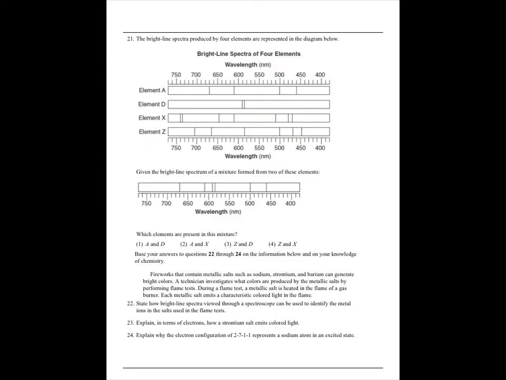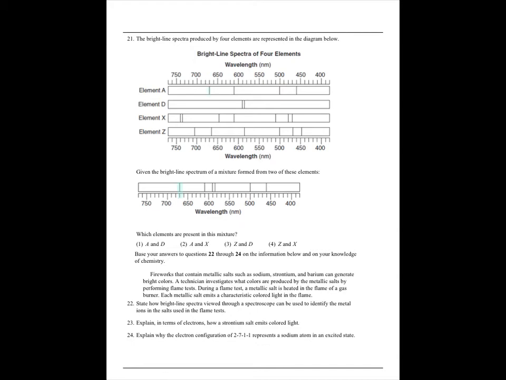Alright, number 21, we here have bright line spectrum. When you have bands of different elements and they give you a mysterious spectrum, you need to figure out which ones are in the mixture based on the matching lines. So 21 asks which elements are present in the mixture. If this one right here is our mixture, we need to see which of these 4 match up. If we look at these, we have a line here in between 700 and 650.